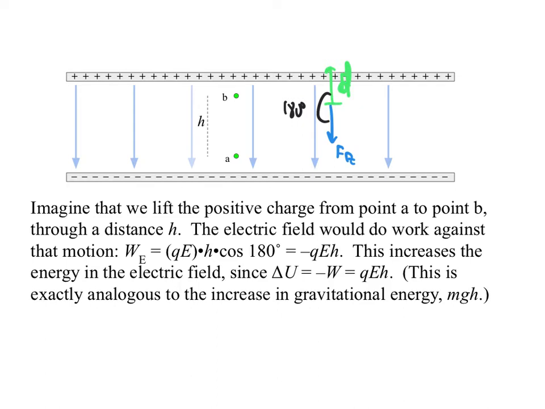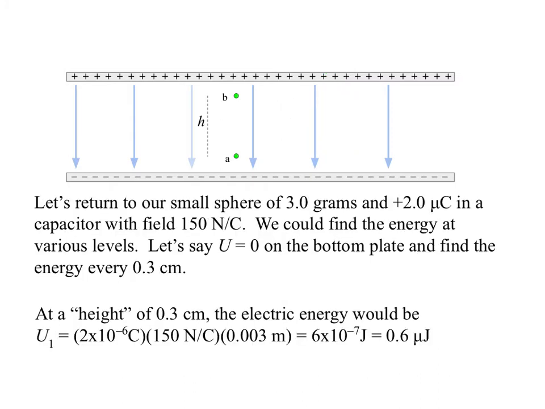So we find that the work done by the electric field is negative QEh. This increases the energy in the electric field since delta U is minus W. So the electric potential energy, U sub E, increases by QEh. All right, the electric potential energy grows by some amount, this being exactly analogous to the increase in gravitational energy, which would be mgh. So now consider our sphere of 3 grams and plus 2 microcoulombs and a field strength of 150 newtons per coulomb. We could find the energy at various levels. Let's define the energy to be 0 at the bottom. Remember, for potential energy, you can define the 0 anywhere you want.